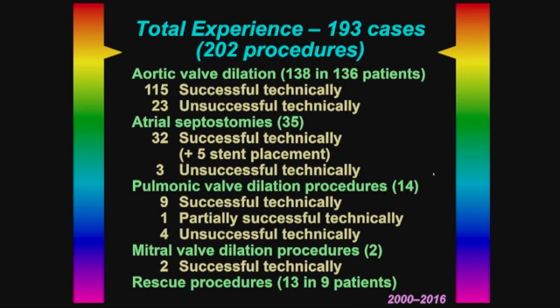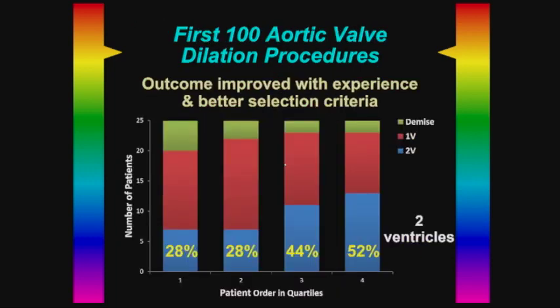Overall, we've done over 200 procedures at the time that I submitted my syllabus here. Most of what we've done have been aortic valve dilations, but we've also done atrial septostomies, including some stents, pulmonary valve dilations, mitral valve dilations, and a few other cardiac procedures.